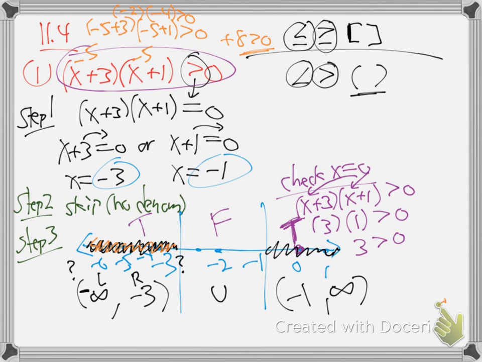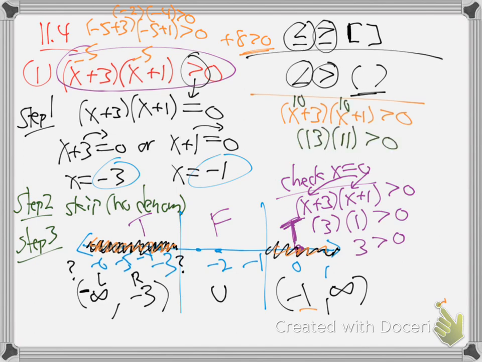How about numbers over here in the right section? What's something bigger than negative 1? 0, 1, 2, 3, 10, 15, 20, whatever. So let me plug 1 in. I'll go back to the equation here. What was it? x plus 3, x plus 1 greater than 0. Plug in something like 10. Is that true? 10 plus 3, so that'd be 13 times 11 is greater. Yeah, 2 positives, of course it's greater than 0.